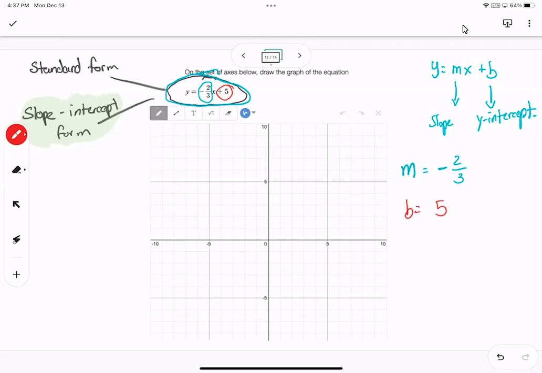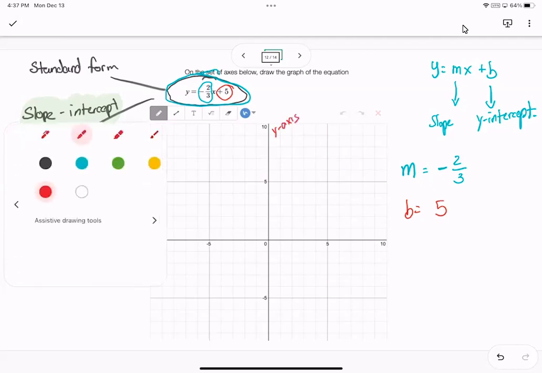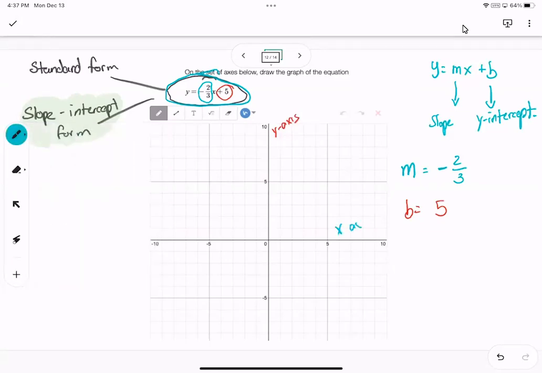If it's in slope-intercept form, and we know that it is because the y is by itself, we can just plot the y-intercept. So if the y-intercept is 5, I look at my graph, where is 5 on my y-axis? So this is my y-axis. This is my x-axis. I'm going to go to the y-axis and look for 5. And that right there is my y-intercept. Boom. First point is there.